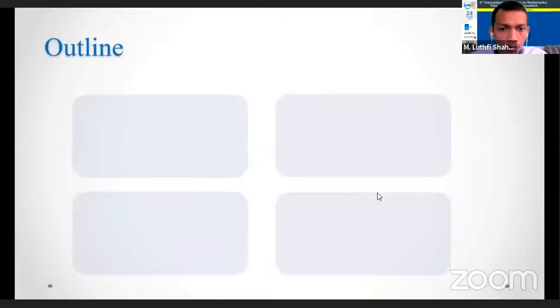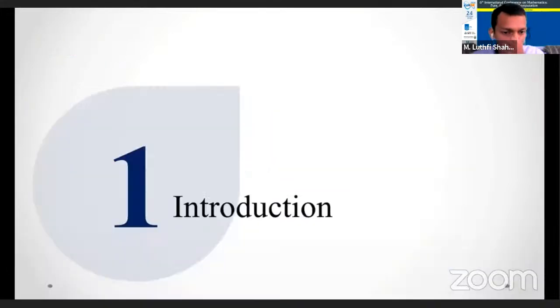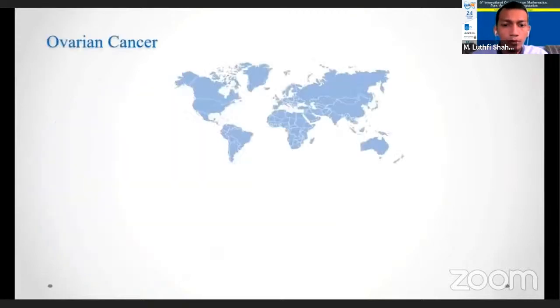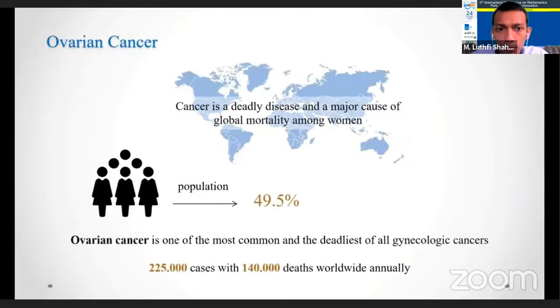This presentation is divided into 4 parts. The first part is introduction, second part is materials and methods, the third part is result and discussion, and the final part is conclusion. First, we will begin with introduction. Cancer is a deadly disease and a major cause of global mortality among women. The number of women population in the world is about 49.5%. Ovarian cancer is one of the most common and the deadliest of all gynecologic cancers.